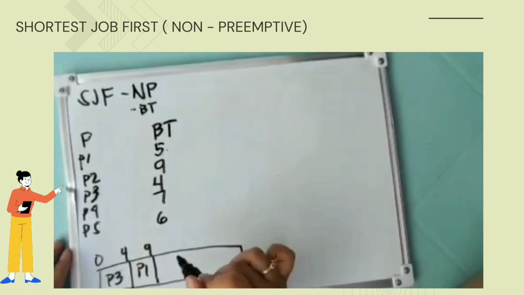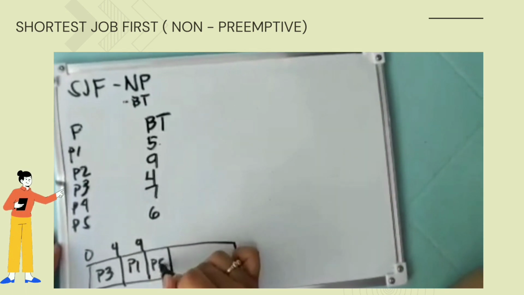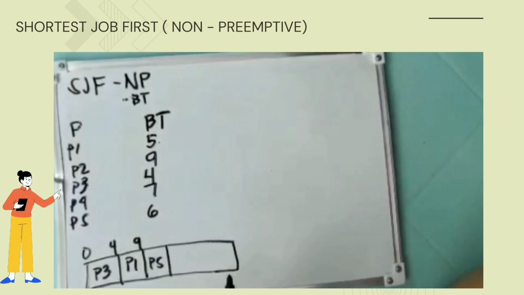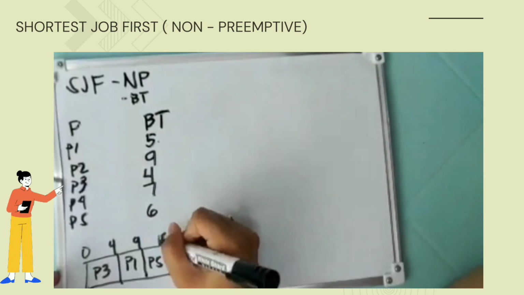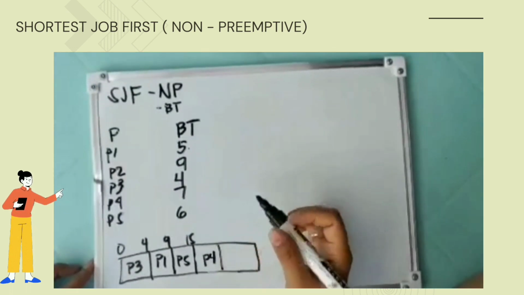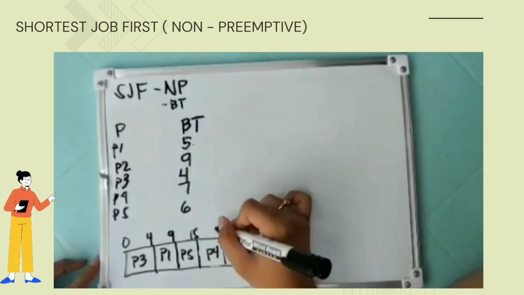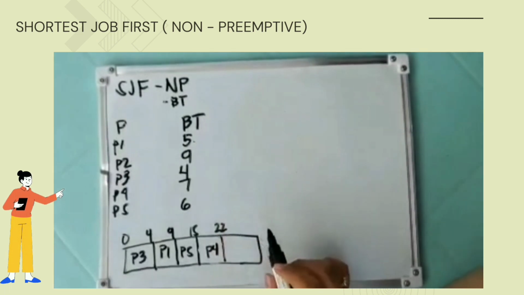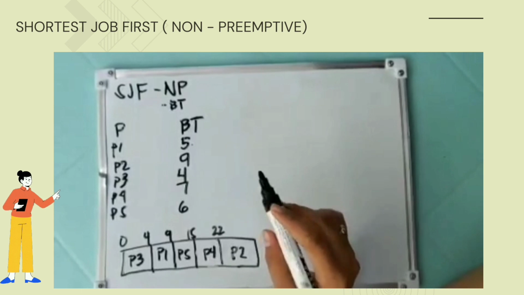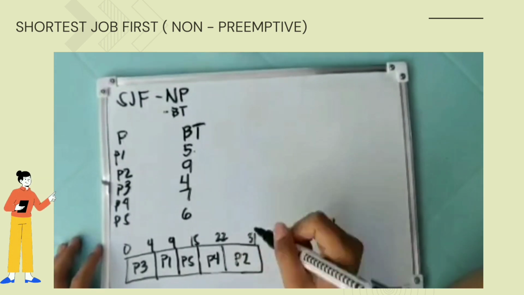Then, next nun ay P5. Sa P5, yung burst time niya is 6. So, 9 plus 6 equals to 15. Then, next is, and sa P4 naman is 7 ang burst time niya. So, 15 plus 7 equals to 22. Then, lastly is P2. Ang burst time niya po number 9. So, 22 plus 9 equals to 31.